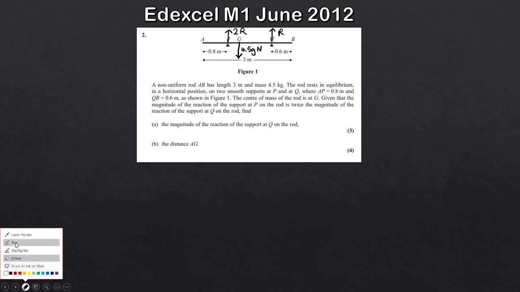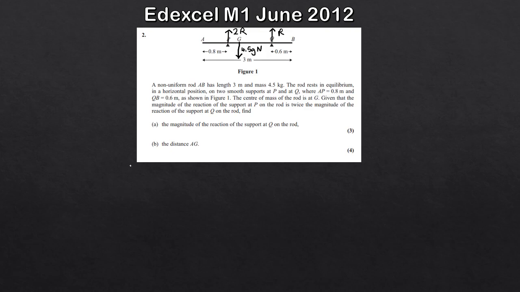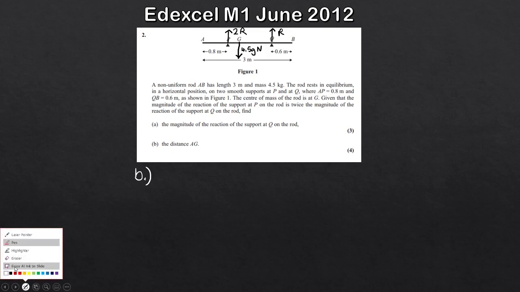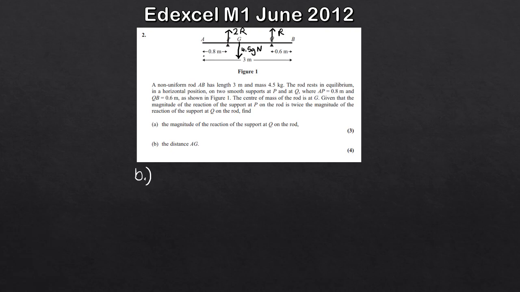Right, let's have a look at this one. So in part B, we want to find the distance A to G. So we're looking at finding this full length here. Let's annotate what we need. We need this length here, which we already have. We've got this bit here, that's 0.8. So the only thing remaining that we need is this length here. If we can work out this length, we just add it to 0.8, and we've got our length there.